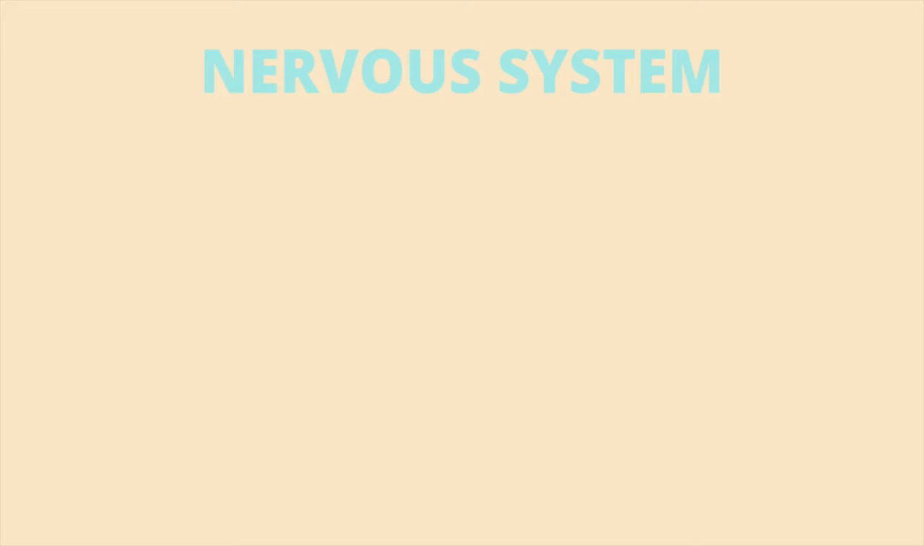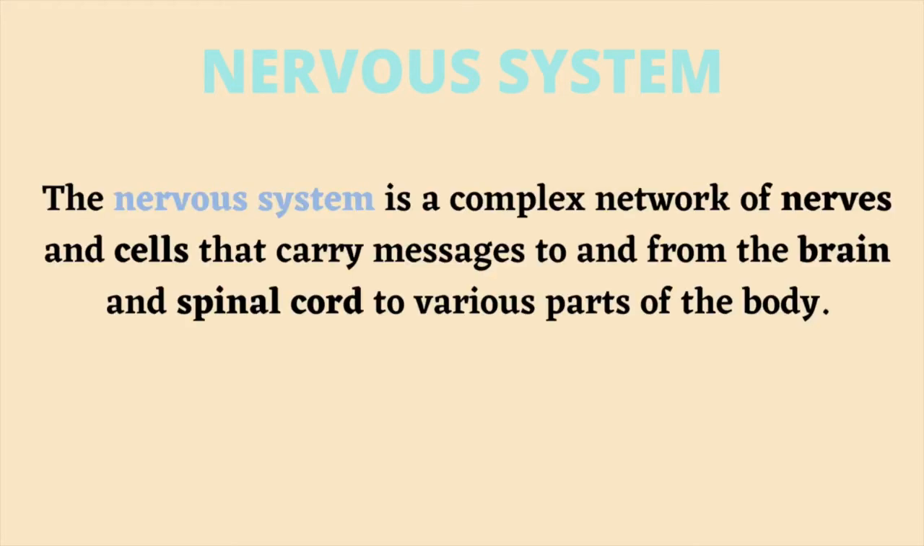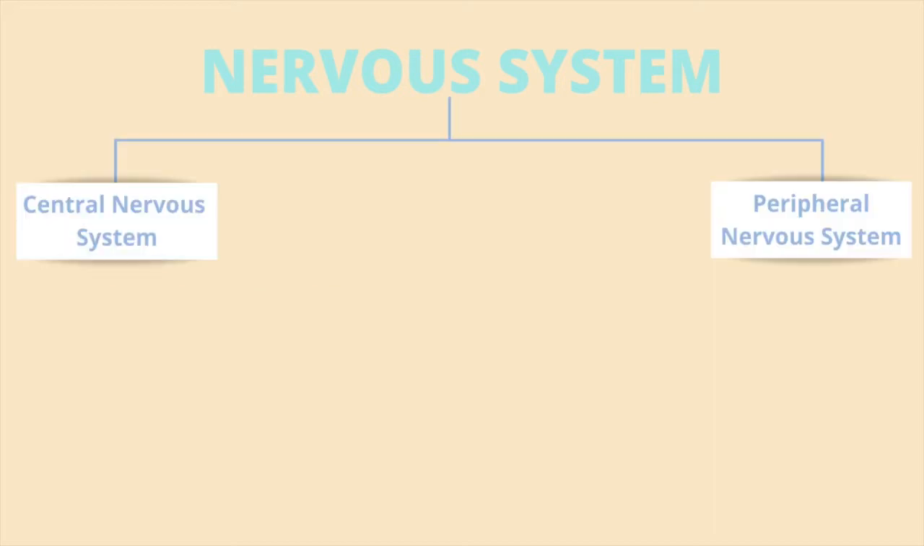So let's start with the definition of the nervous system. The nervous system is a complex network of nerves and cells that carry messages to and from the brain and spinal cord to various parts of the body. The nervous system is made up of the central nervous system and the peripheral nervous system. So let's define first the central nervous system. The central nervous system is made up of the brain and the spinal cord.